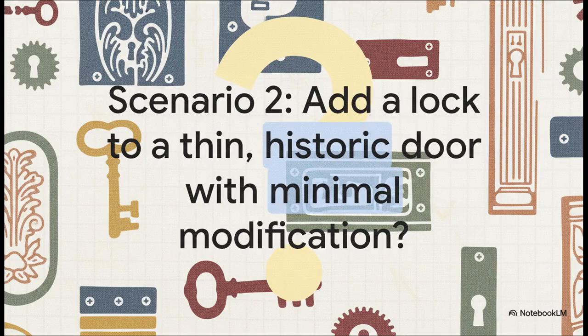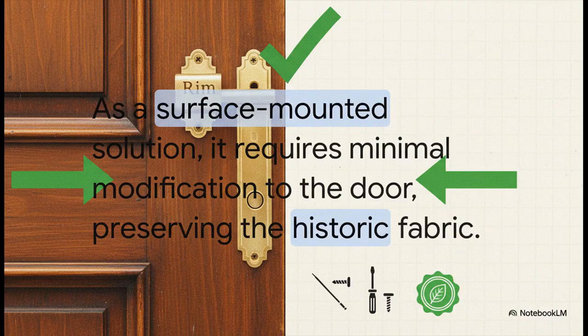All right, now for a totally different kind of challenge. The key constraints here are historic preservation and minimal modification. You can't just go drilling big holes or cutting deep pockets into this beautiful old door. So, what's the play? Yes, it has to be the rim lock. By mounting it directly onto the surface, you avoid any major invasive surgery on the door. You get to add modern security while preserving that priceless historic fabric. It's the perfect problem solver when you can't really modify the door.